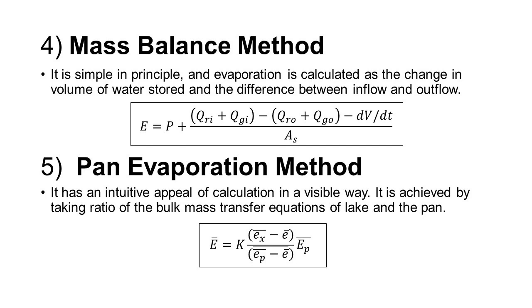And last we have the pan evaporation method, which has an intuitive appeal of calculation in a visible way. It is achieved by taking a ratio of the bulk mass transfer equations of the lake and the pan. So it is also stated here with some of the formula.